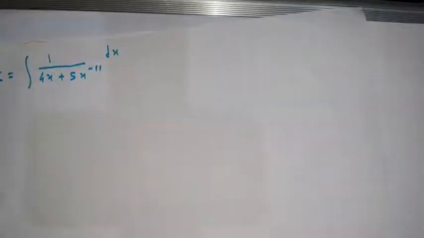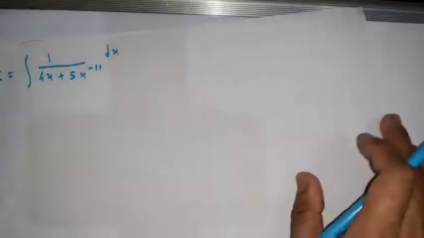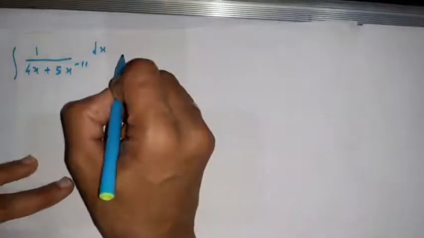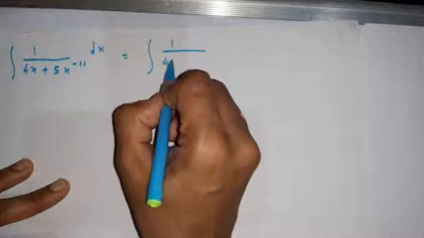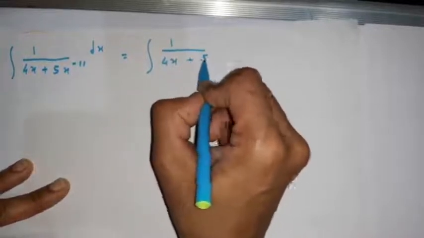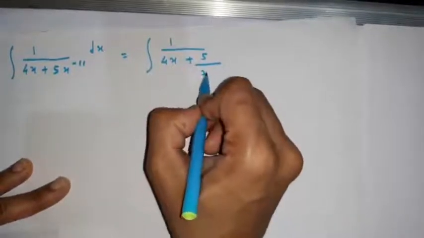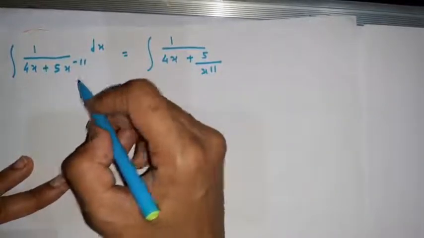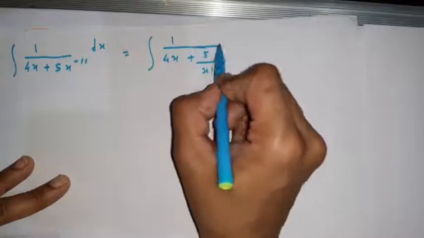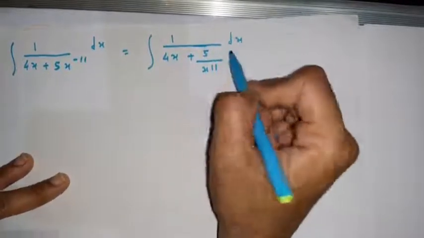So in this problem we have to give the substitution. So what is the substitution? First we can write the problem like this: 1 upon 4x plus 5 upon x raised to 11. So shift this x raised to minus 11 to its denominator. Okay, and this is the integration.